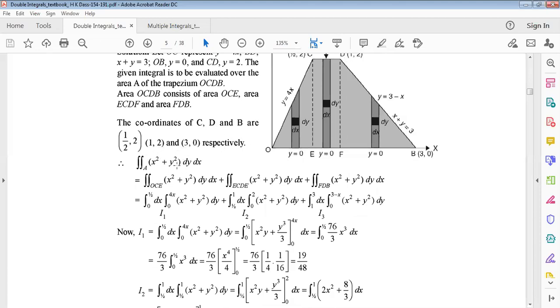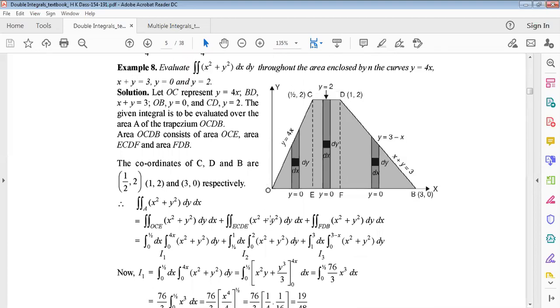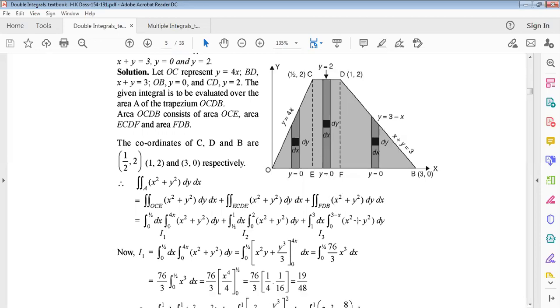Now the whole area we have to find, dividing it into three parts. One is the triangle OCE of this function, the rectangle ECDF of x squared plus y squared, the same function, and the third part is the triangle FDB. Now we have to put the limits. For the triangle OCE, the x limit is 0 to half, since half is the highest value of x and x starts from 0. This is why 0 to half dx.